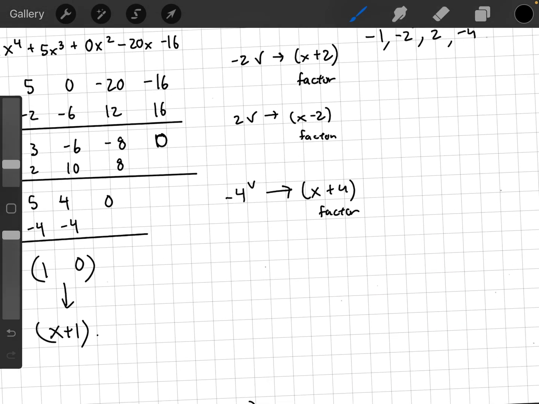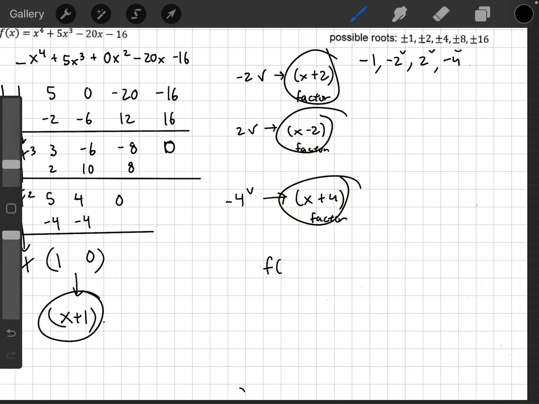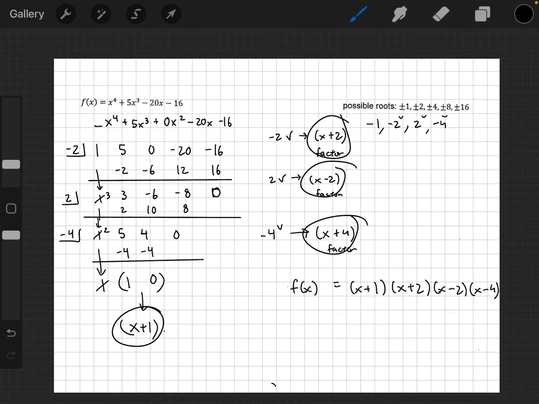Since we were asked to factor each polynomial, we can just add up all the factors that we found into a final statement. So f of x equals x plus 1 times x plus 2 times x minus 2 times x minus 4. So this statement factored out is equal to this statement.